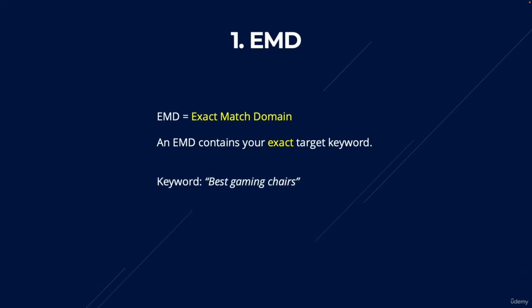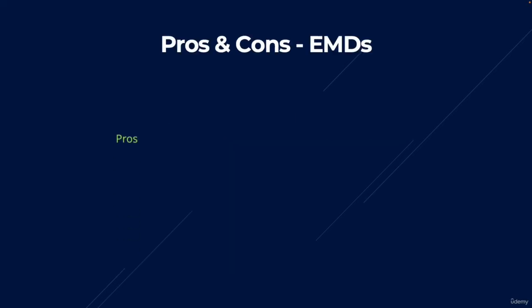For example, let's imagine you want to target the keyword best gaming chairs, because we'll just use the same example to keep things consistent. And if you were lucky enough to have the domain name bestgamingchairs.com, which is exactly your keyword in your domain name, then that would be classified as an exact match domain. So what are the pros and cons of EMDs?